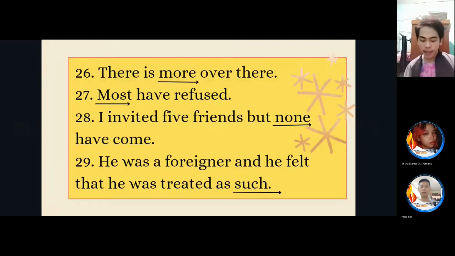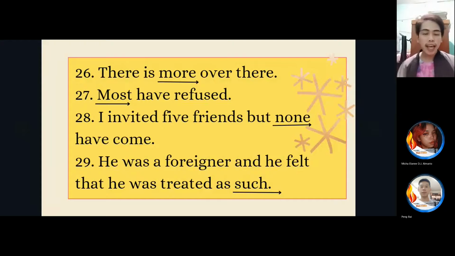There is more over there. More means a greater quantity or a greater number of people or things. We usually use more when comparing objects, persons, or amounts. And then 27, most have refused. Most means the majority or nearly all, but not all. Most of the people, but not all of the people. Or most of your classmates, but not all of your classmates.